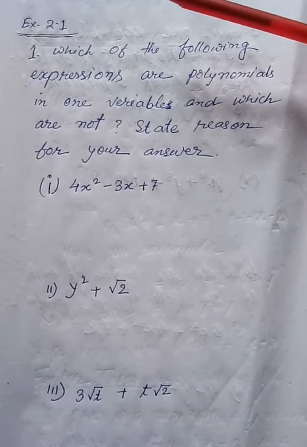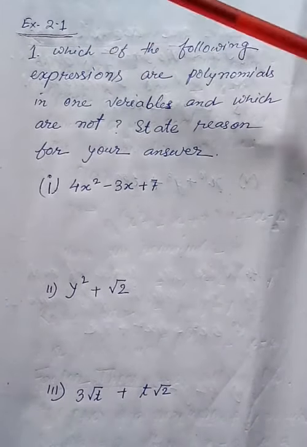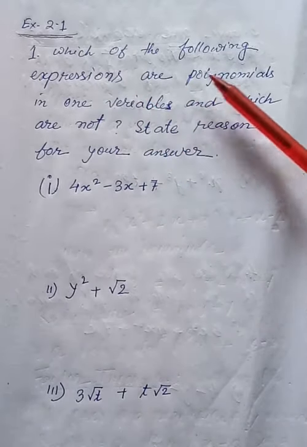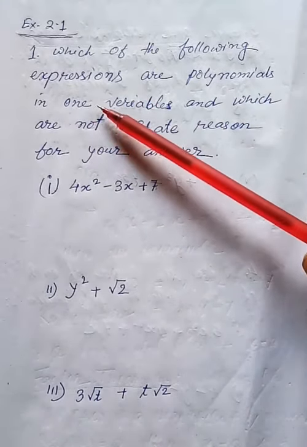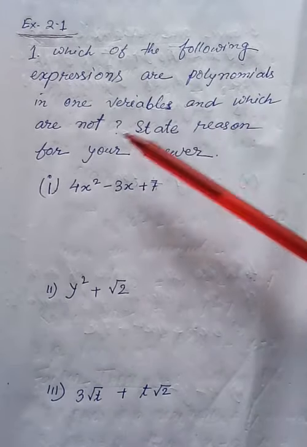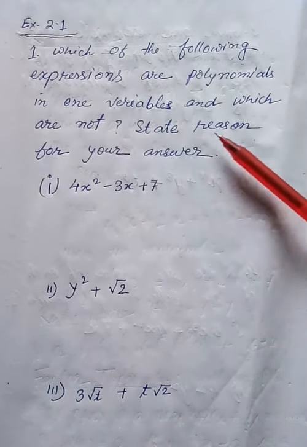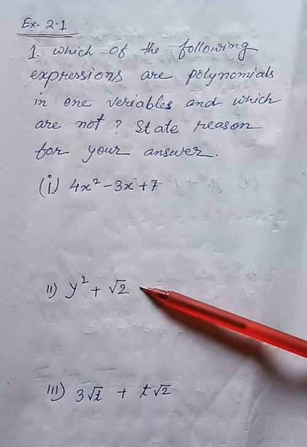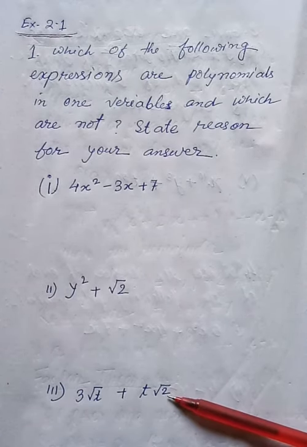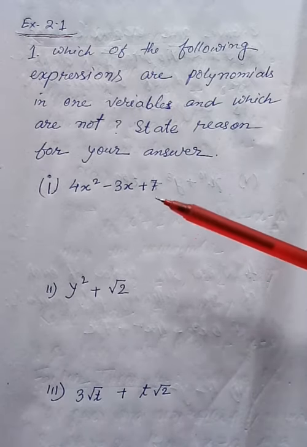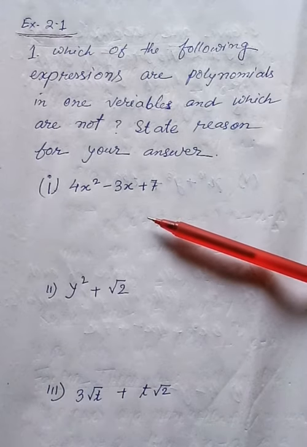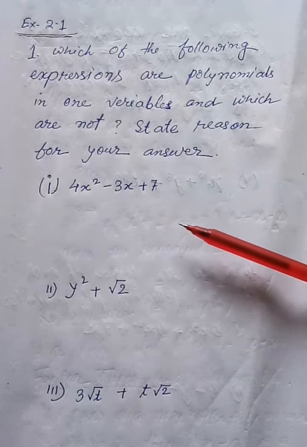From class 9 mathematics, exercise 2.1, question number 1. Which of the following expressions are polynomials in one variable and which are not? State reason for your answer. Three expressions are given here. You have to identify whether each is a polynomial in one variable or not, and give the reason for your answer.